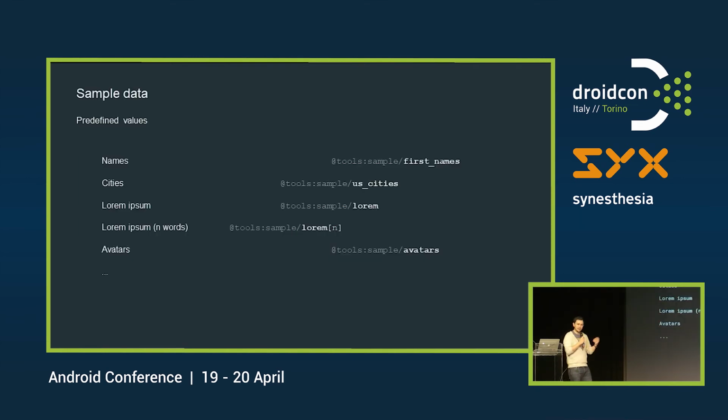We have many different data sources. So you can have a look using syntax completion. So we have first names, we have cities. We have, obviously, lorem ipsum. You can decide how many words you want in your lorem ipsum by passing this type of array parameter. We also have images. So you can actually put some avatars into your application, which is something that we use quite often. But you can also add images of your own.